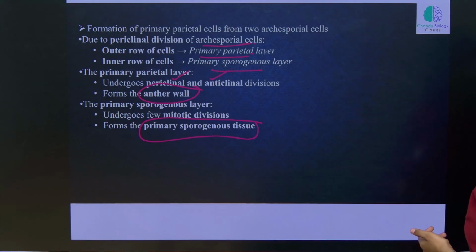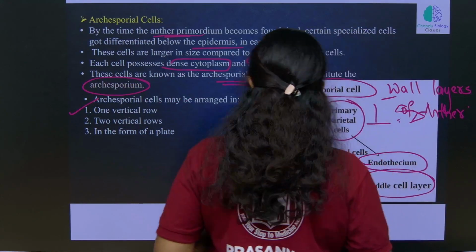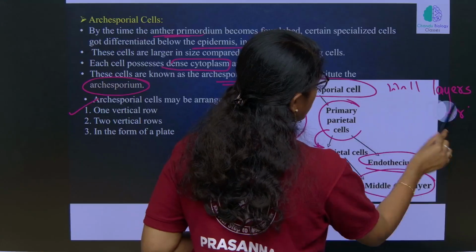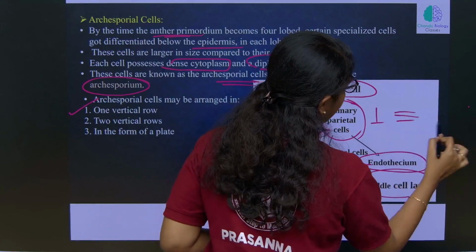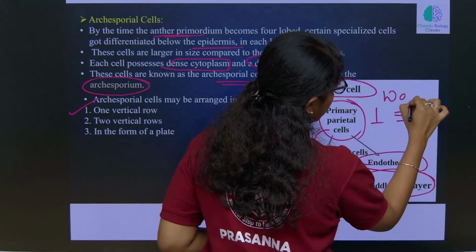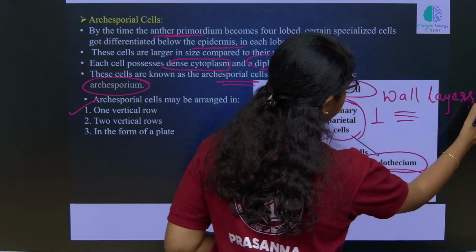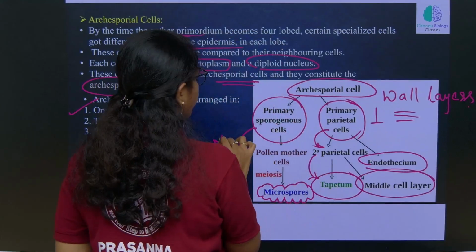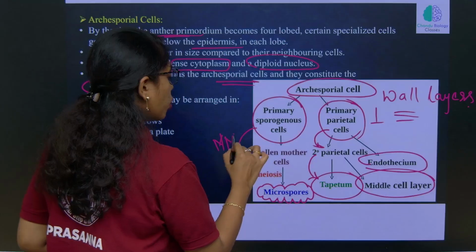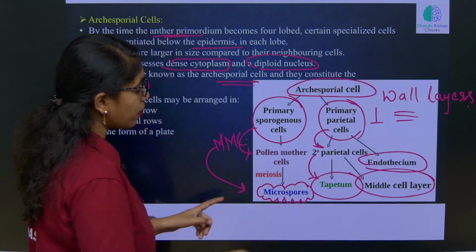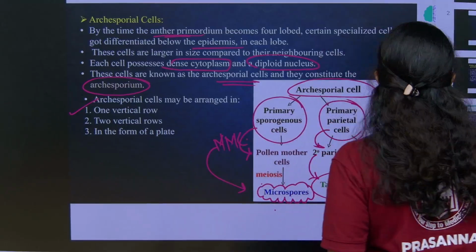Here you can clearly see both anticlinal and periclinal divisions take place, and that is how the wall layers of the anther are formed. And the sporogenous tissue purely undergoes mitotic divisions and forms microspore mother cells. This microspore mother cell undergoes reduction division and forms microspores.